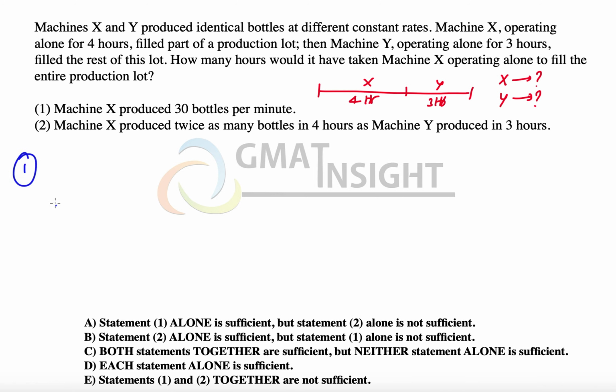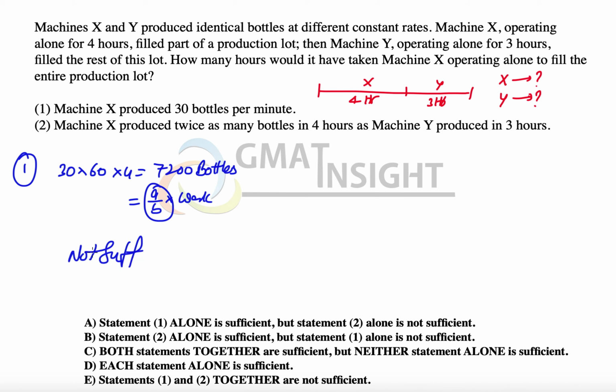The first statement says X produced 30 bottles per minute. Now, the question does not mention anything about the production lot in terms of number of bottles. So even if we can calculate how many bottles X produces in 4 hours, for example 30 bottles in 1 minute, that means in 1 hour 60 bottles, in 4 hours these many bottles, right? That means 7200 bottles. But we do not know what fraction of the total work 7200 is, and therefore we say that the first statement alone is not sufficient to answer the question.